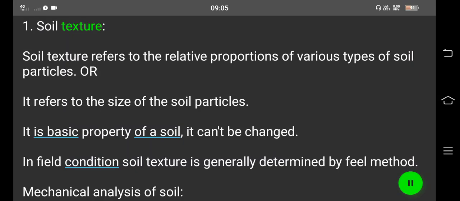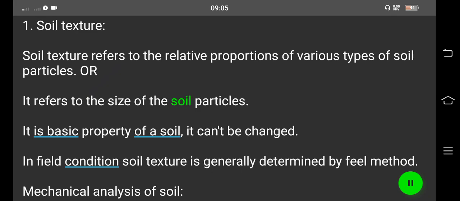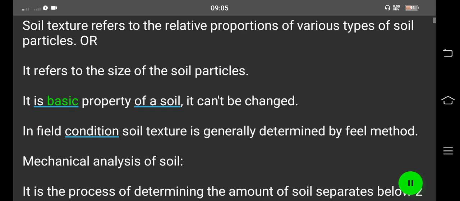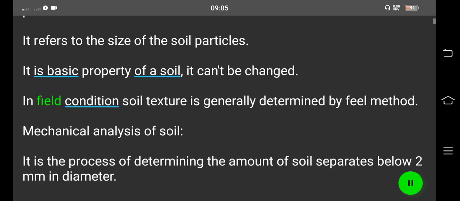1. Soil texture. Soil texture refers to the relative proportions of various types of soil particles, or it refers to the size of the soil particles. It is a basic property of a soil; it can't be changed. In field conditions, soil texture is generally determined by the field method.